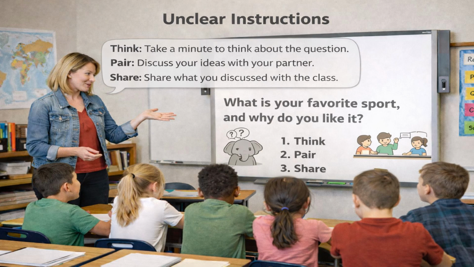Even worse, when students are not engaged, they start talking to each other about unrelated things. This quickly creates noise in the classroom and leads to a loss of control. To avoid this, teachers should always give clear, simple, and step-by-step instructions before starting any activity. They should also check that all students understand what to do. Clear instructions lead to better engagement, better behavior, and more effective learning.